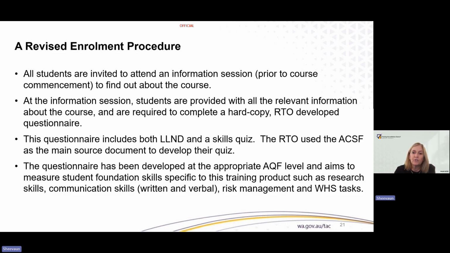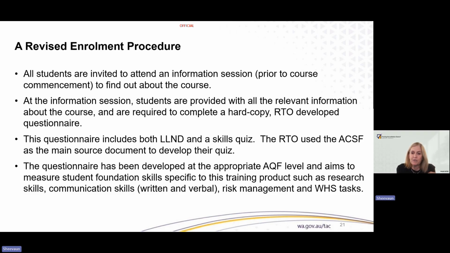So the first thing is that all the students are invited to attend an information session prior to commencement to find out about the course. This is organised by the employer. At the information session, the students are provided with all the information about the course, and they're required to complete a hard copy questionnaire that was developed by the RTO. So the RTO developed this questionnaire themselves. The questionnaire includes both LLND and a skills questionnaire, and the RTO used the ACSF as the main source document to develop their quiz.